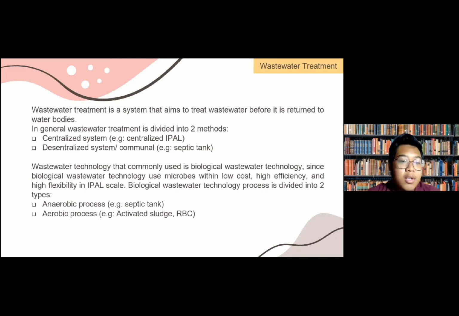So the wastewater technology that is commonly used is biological wastewater technology, since it uses microbes with low cost, high efficiency, and high flexibility in IPA scale. Biological wastewater technology process is divided into two types. The first one is the anaerobic process, examples like septic tank, and the second one is the aerobic process, for example activated sludge, RBC.